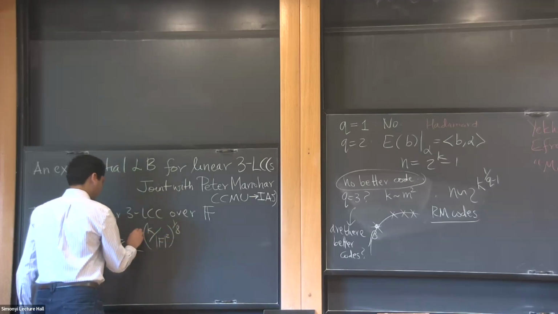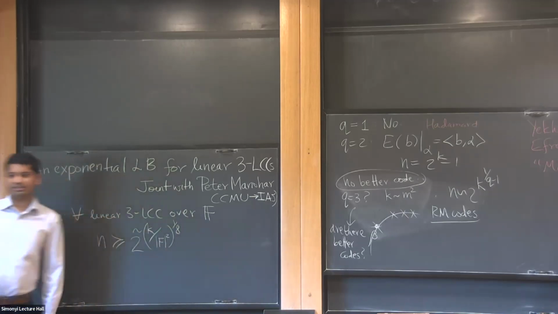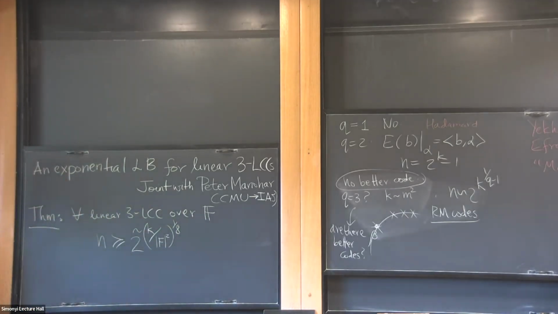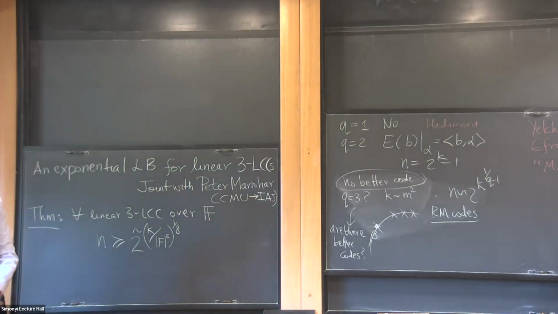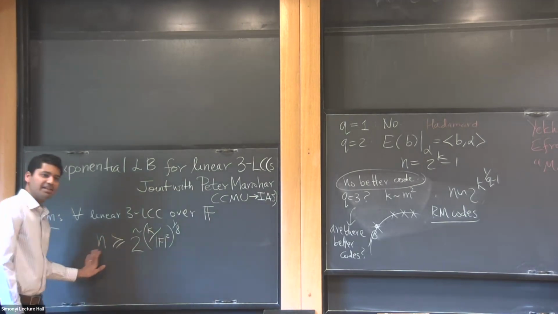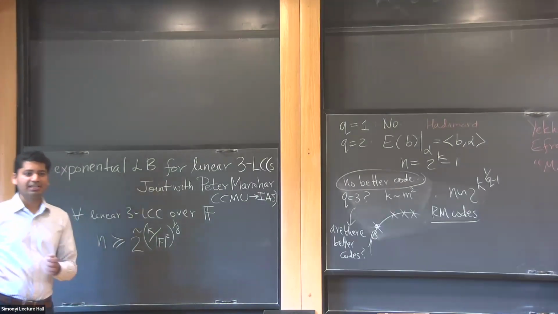Okay, and I'm being hand wavy with polylogs, etc. here. So now, think of F as F2 for a bit in order to examine this expression. Then this is saying that N needs to grow exponentially in K to the 1/8.